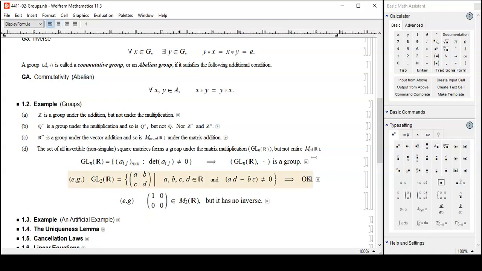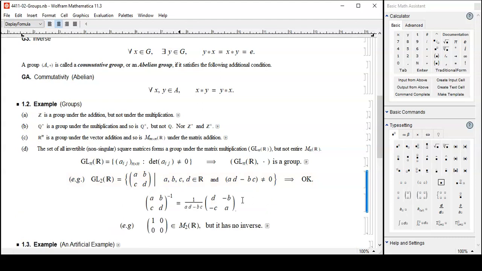For example, this is what the general linear group of degree 2 looks like: all the square matrices A, B, C, D whose determinant AD minus BC is non-zero. In this case, I hope you remember the inverse matrix formula, 1 over AD minus BC times that matrix, and the determinant goes to the denominator. So if it is 0, then everything breaks down. If it is non-zero, then this right-hand side expression makes perfect sense.